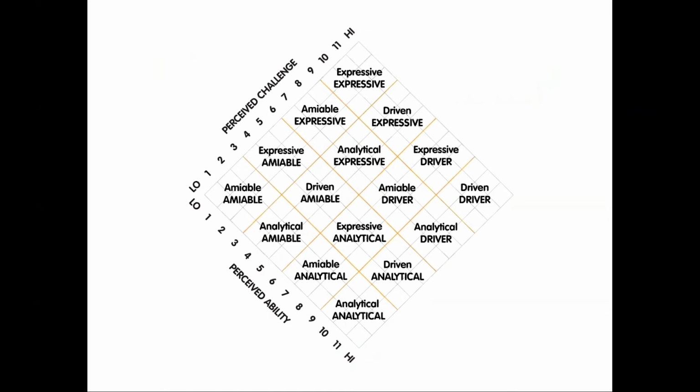So we talked earlier about there being the 4 quadrants, and you can see that if I drew a big X in the middle of this, I'd have 4 quadrants. But we've divided each of those 4 quadrants into 4 sub-quadrants. Now, the primary energy is shown by the word in all capitals. So all 4 of these are driver as the primary energy.